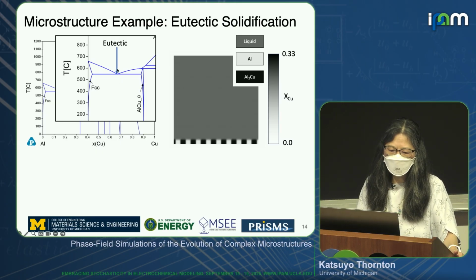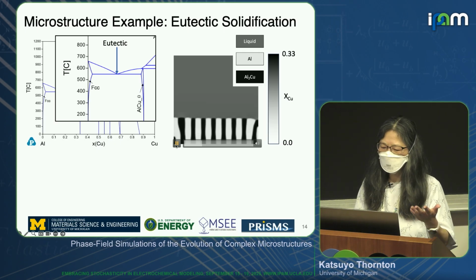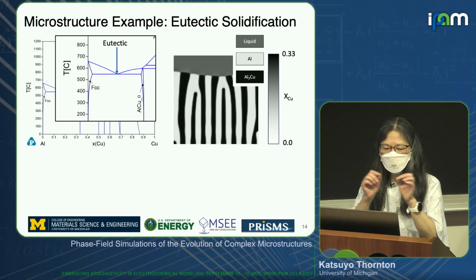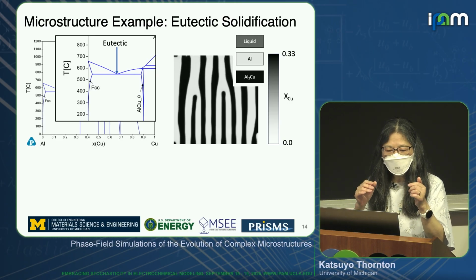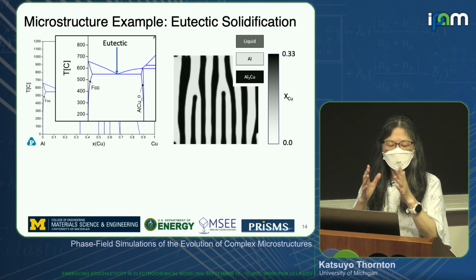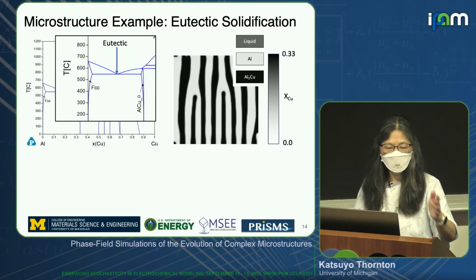At this composition, you expect two solid phases to appear at the same time, in this case aluminum and aluminum 2 copper, and you see something like this. It's a lamellar formation, because the diffusion in the liquid just in front of the solidification front controls how big the lamella can be.